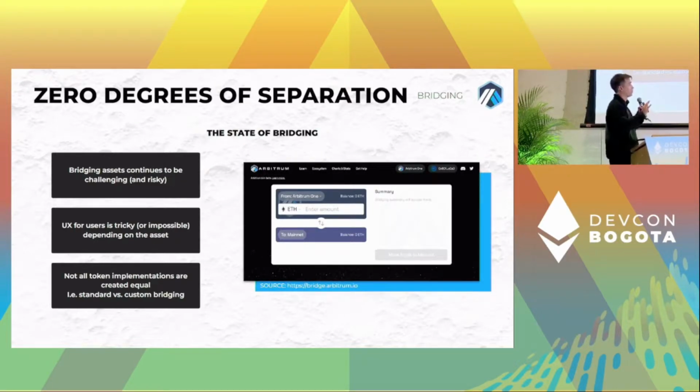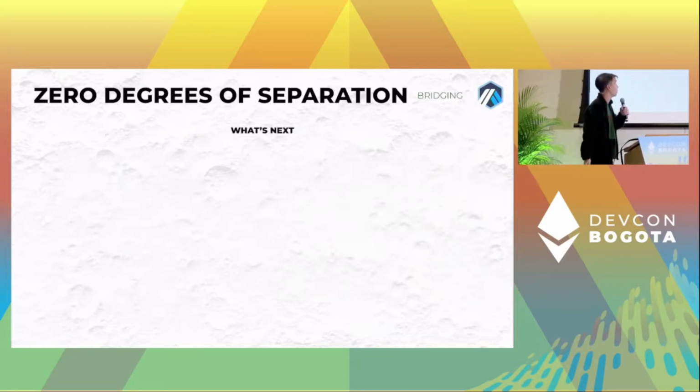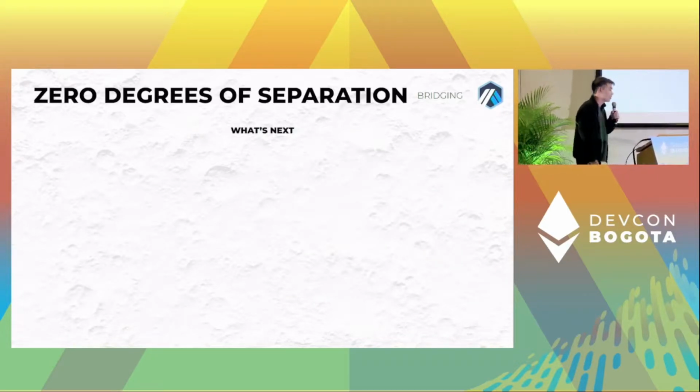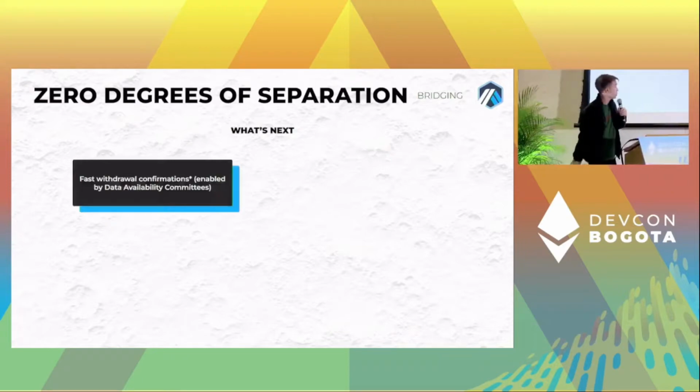But if you think about it, bridging is really designed for power users, right? So it's not something that in the long term we want to be the canonical thing you have to do on the blockchain. So what's next, right? And again, this is a lightning talk. I'm trying to go as fast as I can.